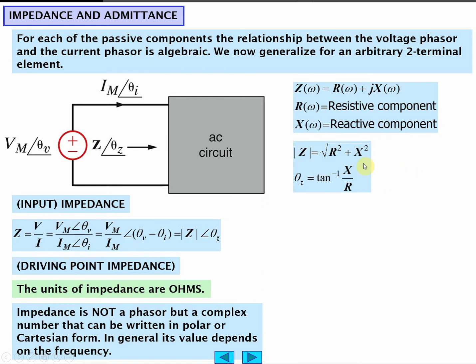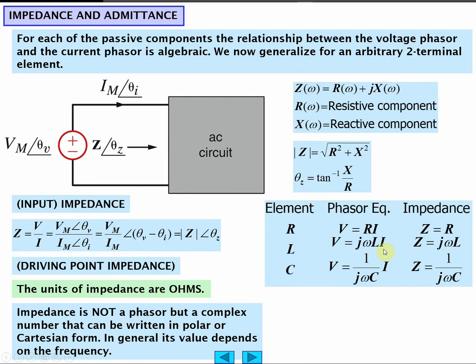And the magnitude, from complex numbers, is the root of r squared plus x squared, and the tangent of the angle is the rise divided by the run. Okay. Specific elements. Now this is a review of what we've seen before.